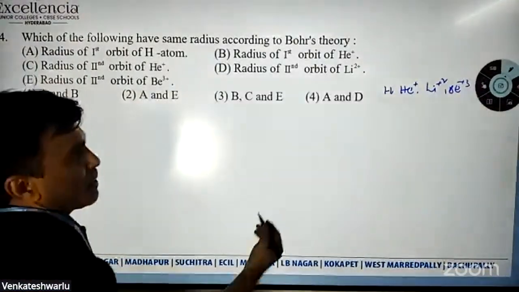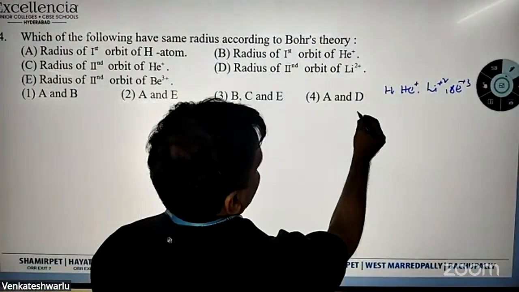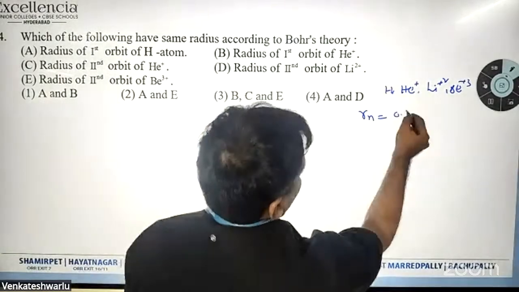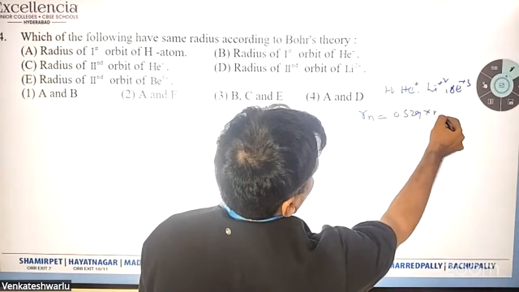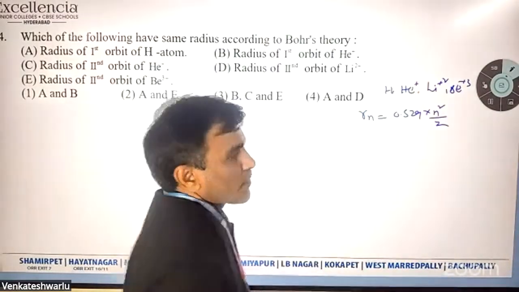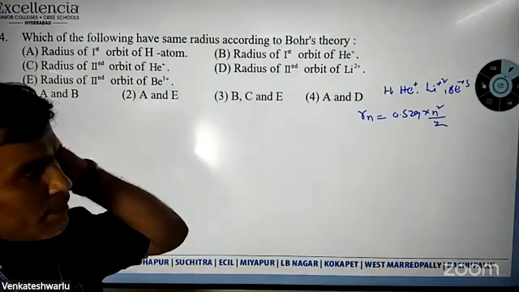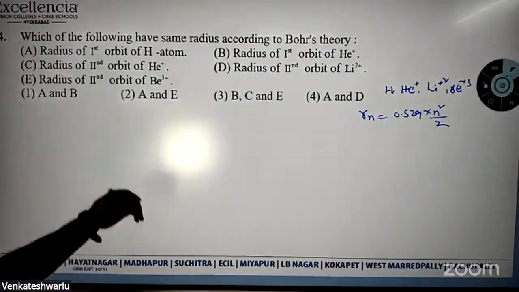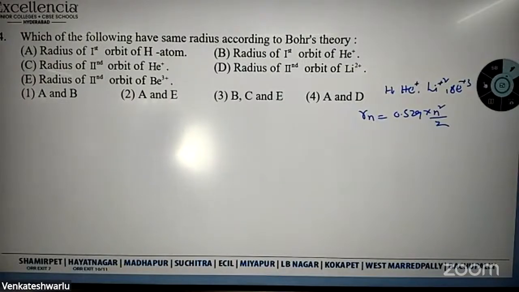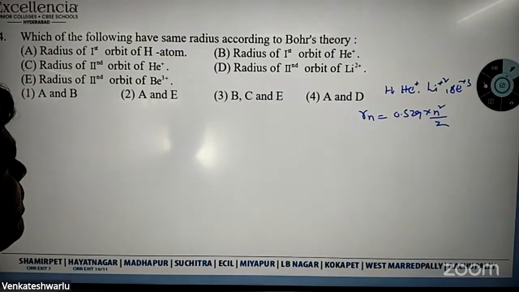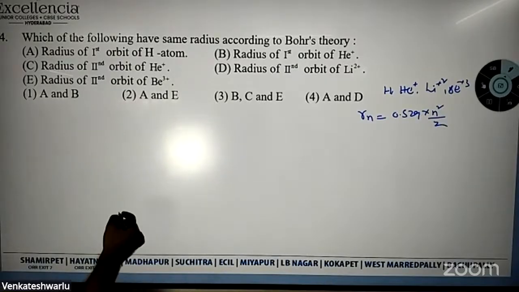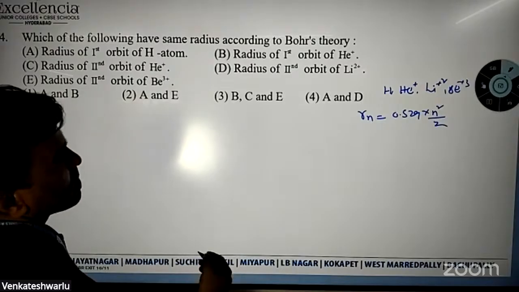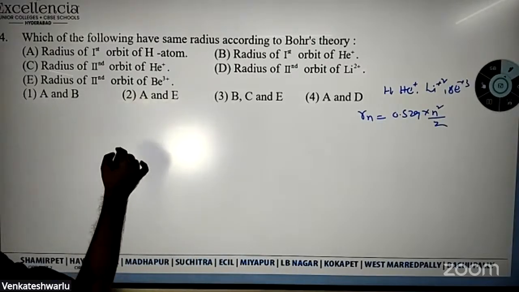There are some important formulas in Bohr's theory. The radius of the nth orbit is equal to 0.529 n square by Z, where n is the orbit number and Z is the atomic number. Here different atoms are given: hydrogen, helium, lithium, and beryllium. Let us verify each and every option here. It's a lengthy question.